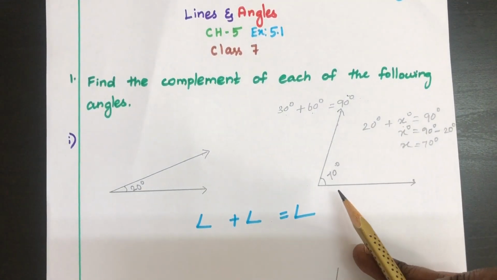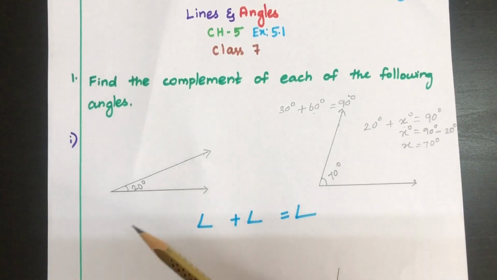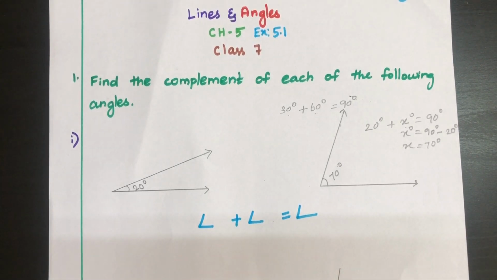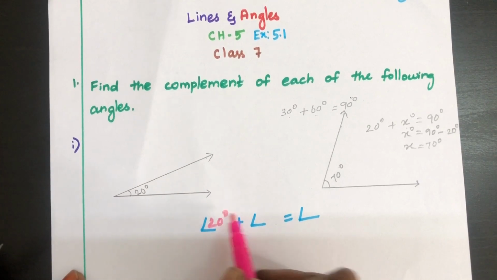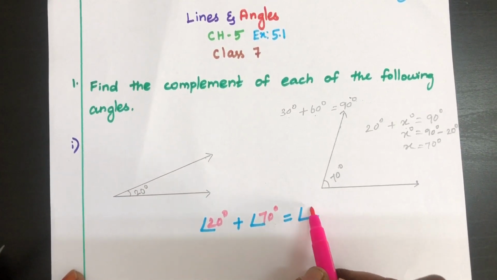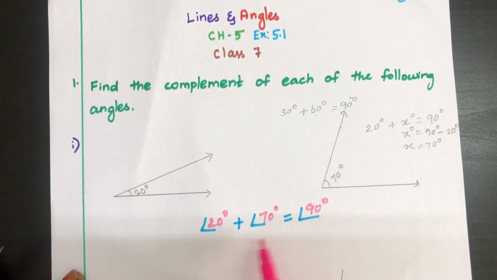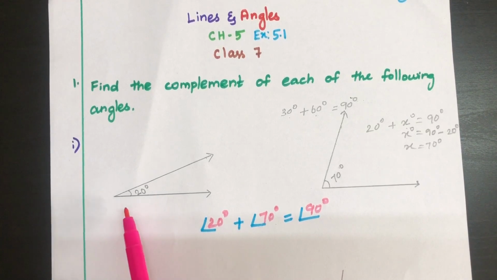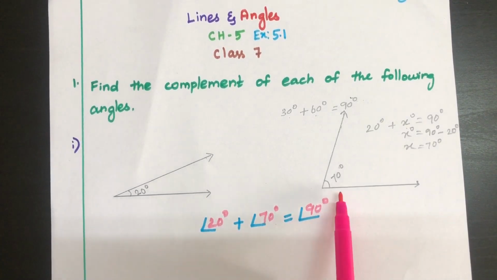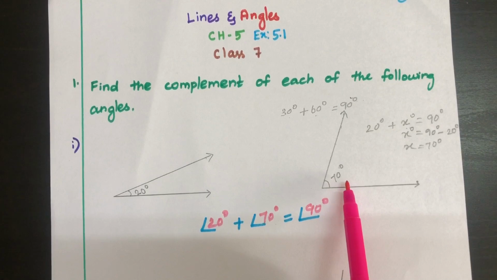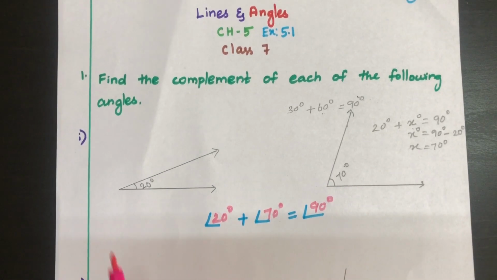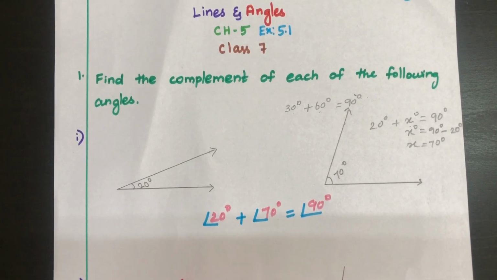20 degree is complement to 70 degree. Similarly, 70 degree is complement to 20 degree. See here, addition of 20 degree and 70 degree will give you 90 degree. So these angles are complement to each other, complementary angles. So complement of 20 degree is 70 degree, vice versa. Complement of 70 degree is 20 degree. Always the sum should make up to 90 degree. That's all. Complement means, keep it in mind, addition of two angles will give you 90 degree.